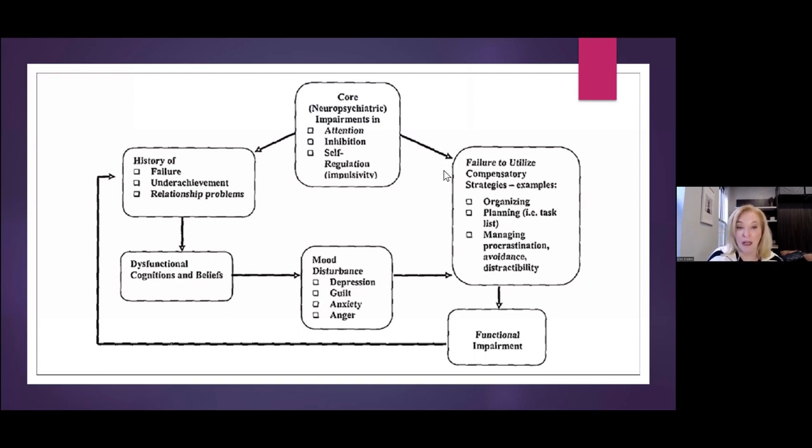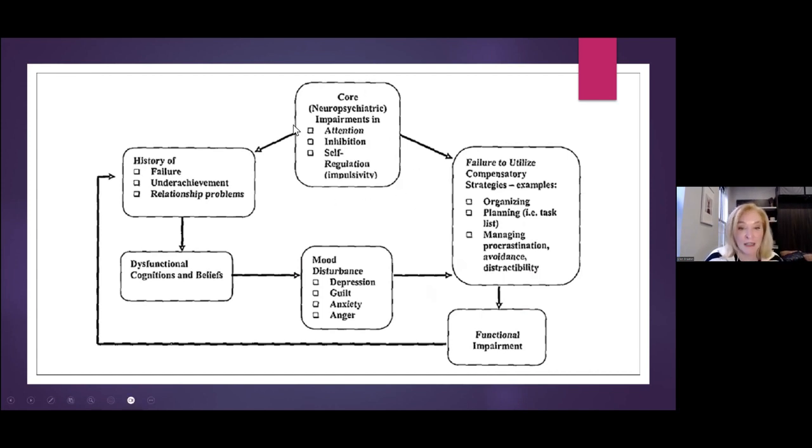So you can see here the core neuropsychiatric impairments in attention, inhibition, and self-regulation can lead to a history of failure, underachievement, and relationship problems. And then what happens is people have dysfunctional cognitive beliefs about themselves, which leads to mood disturbances, which can lead to failure to utilize those compensatory strategies that we have, like organization and planning, which can lead to that functional impairment.